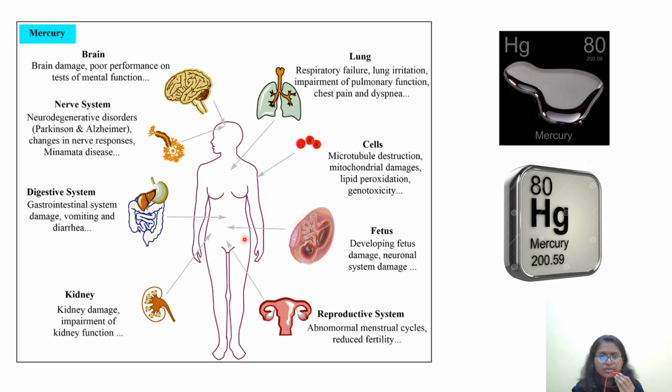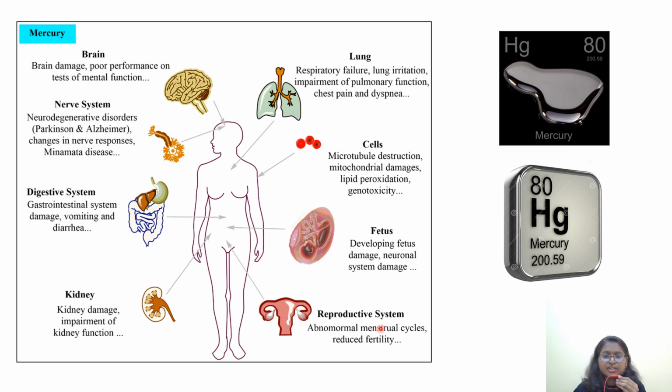Next, when mercury is exposed to a pregnant woman, it is affecting the fetus. The developing fetus is getting affected and damaged, as well as the neural system. In the fetus, brain as well as neuron development will be impaired because of the mercury. Probably because of its lipophilic nature, I guess it is crossing the placenta and reaching the fetal circulation. The baby is not yet formed, and at the fetal stage itself it is affecting the fetus.